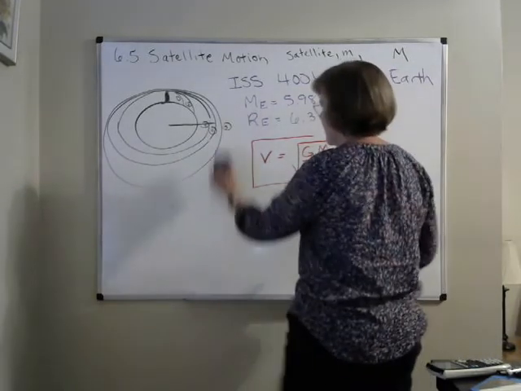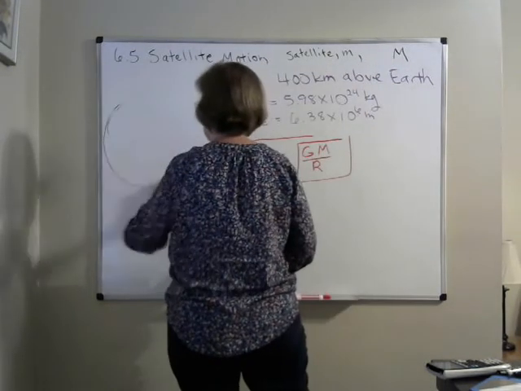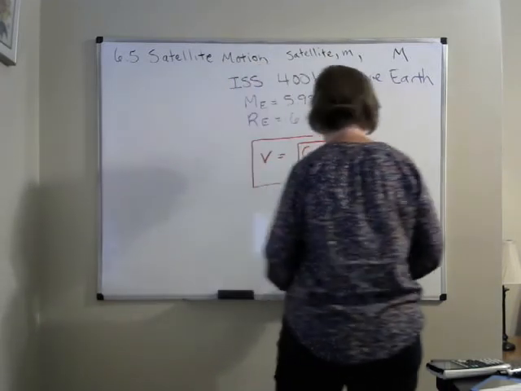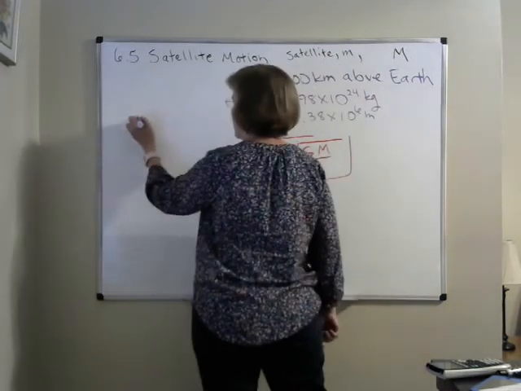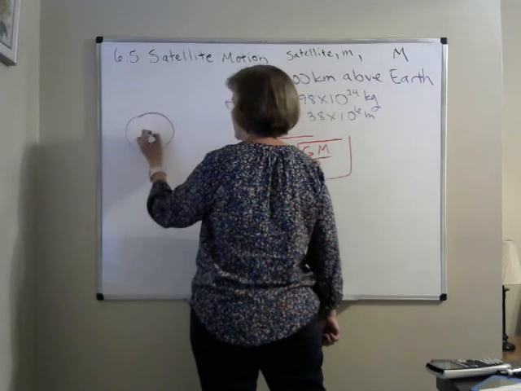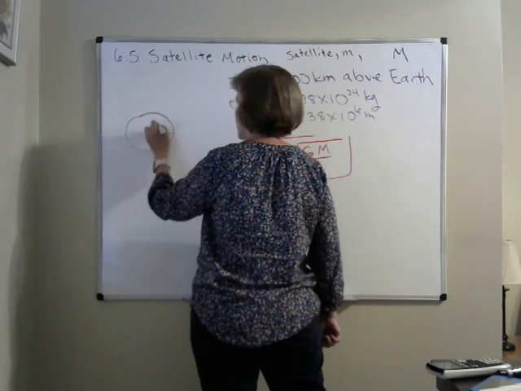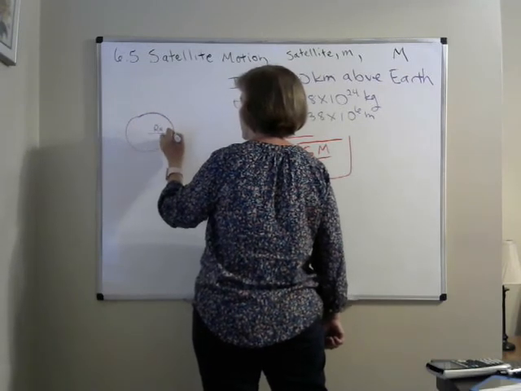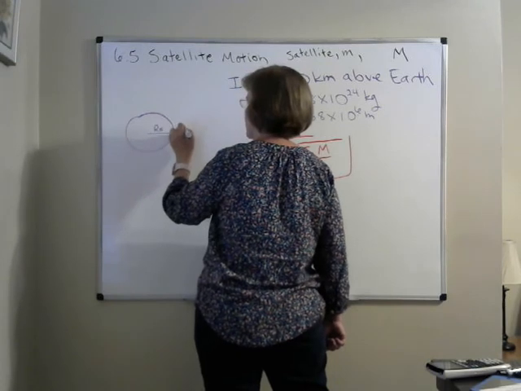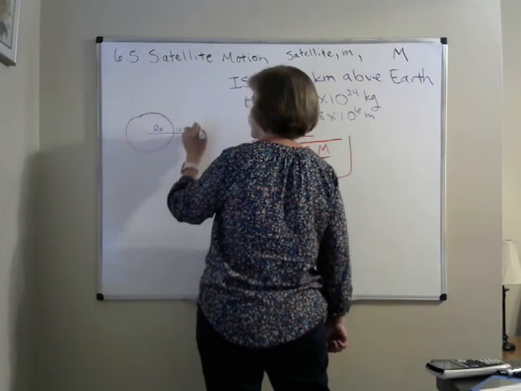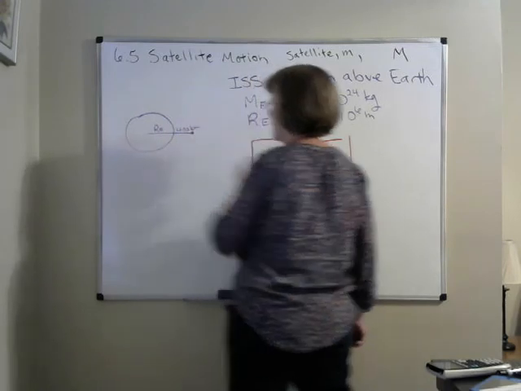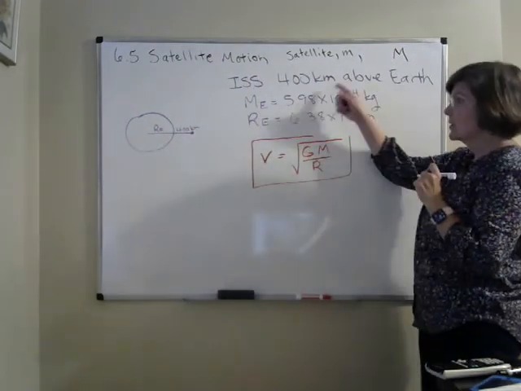So let's draw that just one more time, just to be kind of careful. There's Earth. There's the radius of the Earth. And there's our extra 400 kilometers. There's the International Space Station. Now we gotta be careful, that is kilometers.